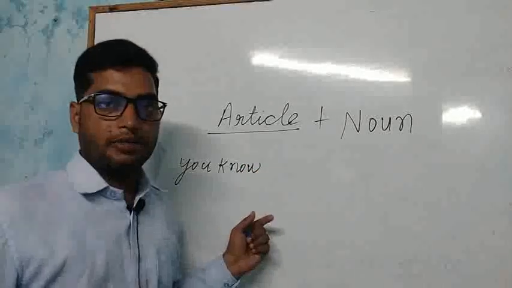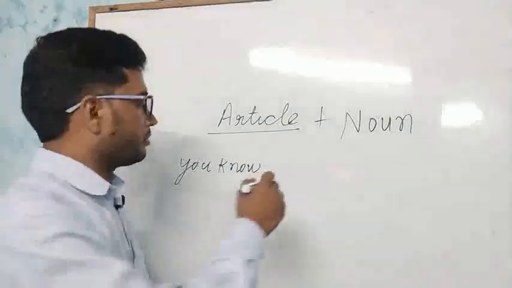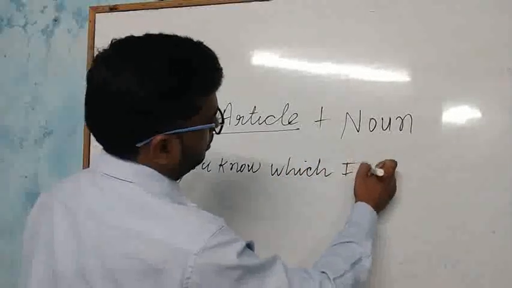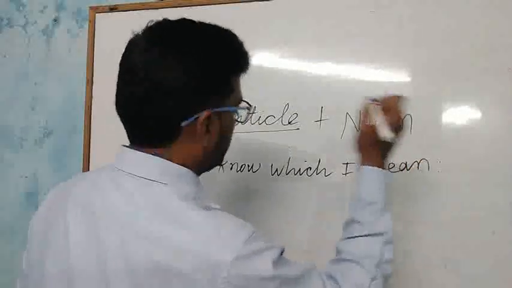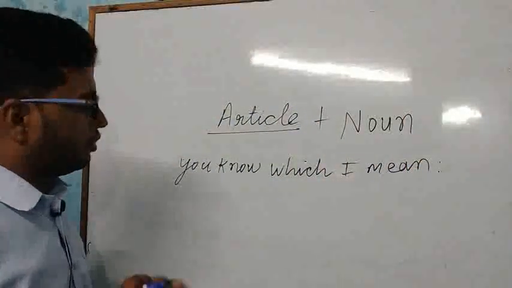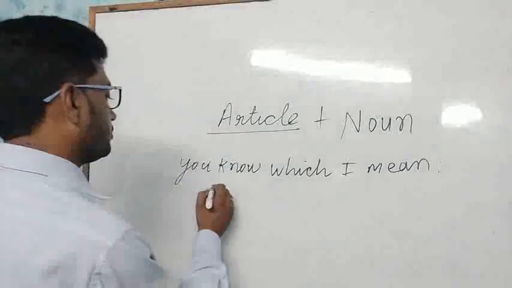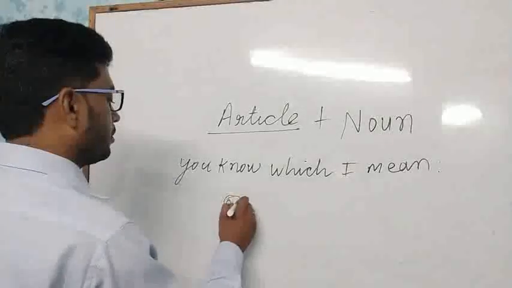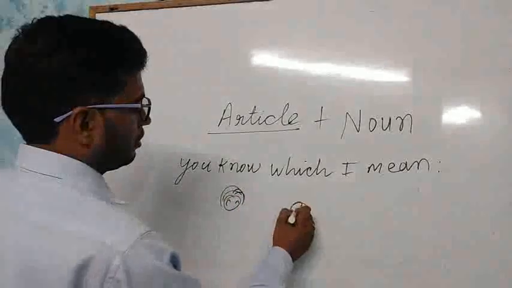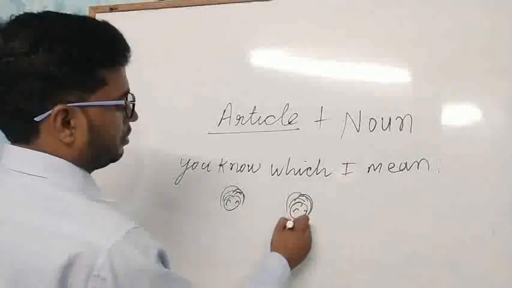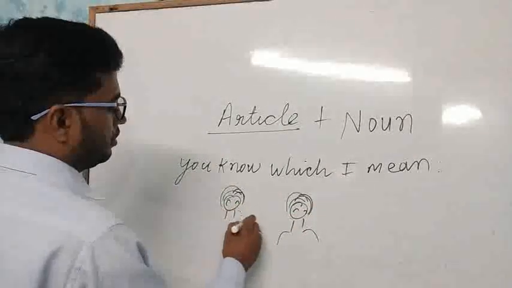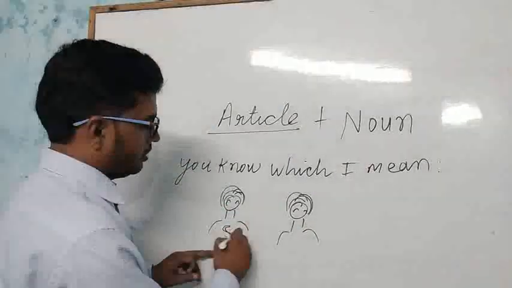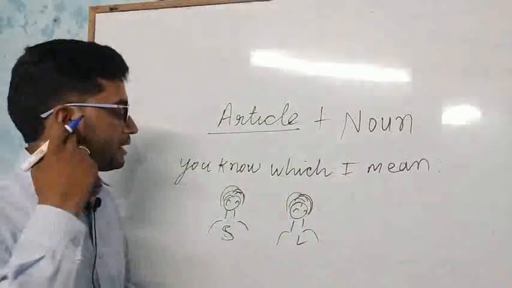With the help of a diagram, we'll try to understand. You and I both know about the things. Here is the speaker, and this one is the listener. Through this picture we can understand.